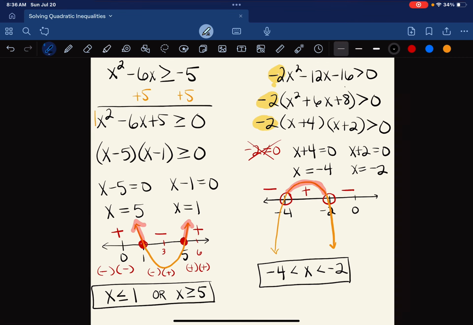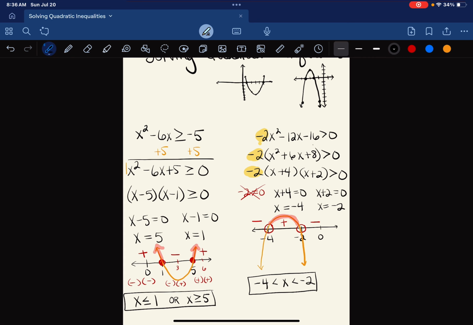And if you go back and look at the original graphs that we have drawn, for our first example, we wanted to know where our quadratic was greater than or equal to 0. We got these sections of our graph, which of course matches these answers here. And then for our second figure, we wanted to know where we were greater than 0, which was that middle section there, which is of course what this inequality says here.